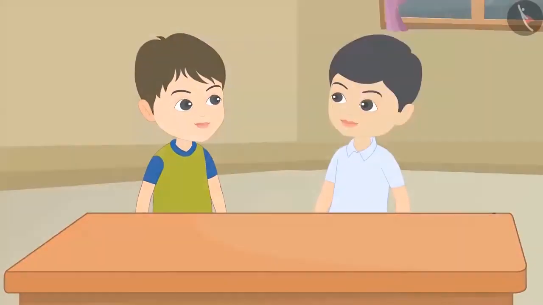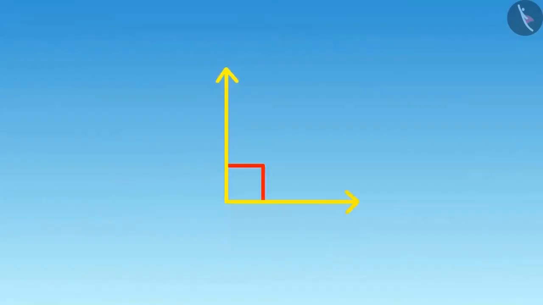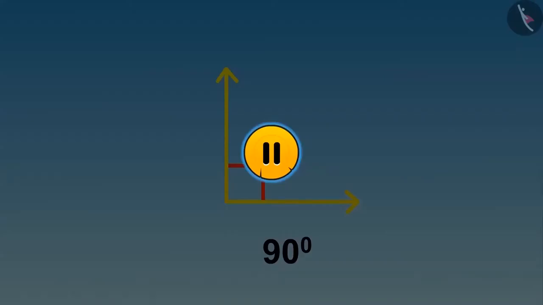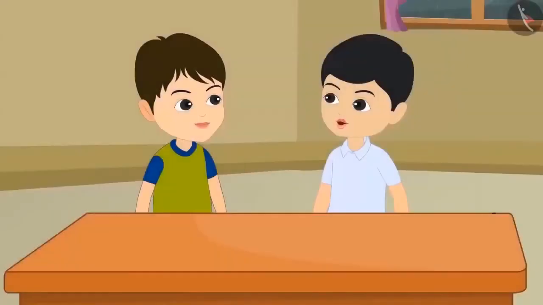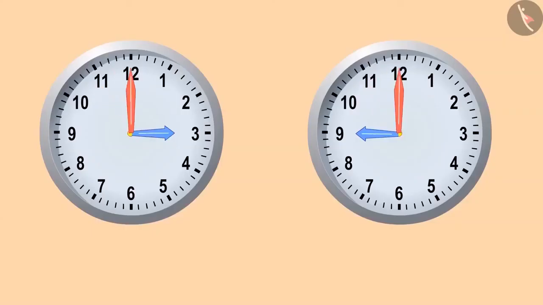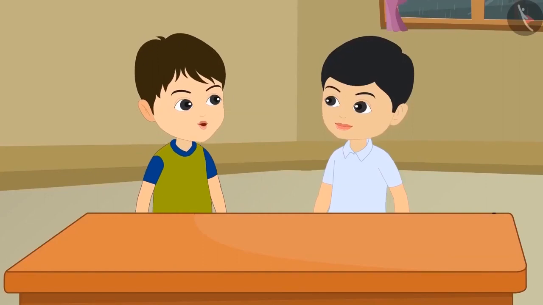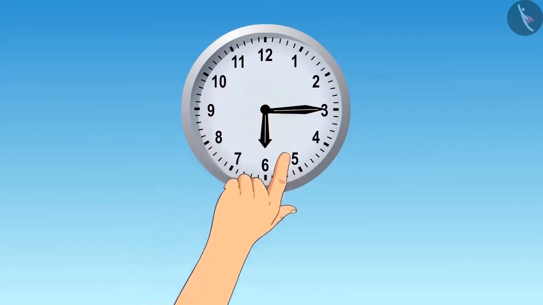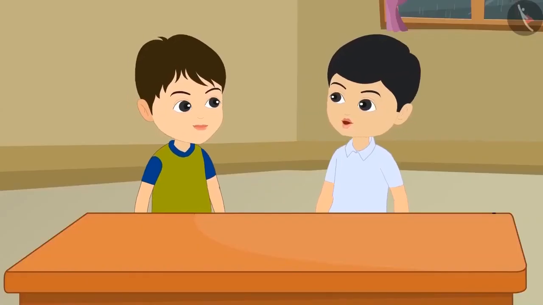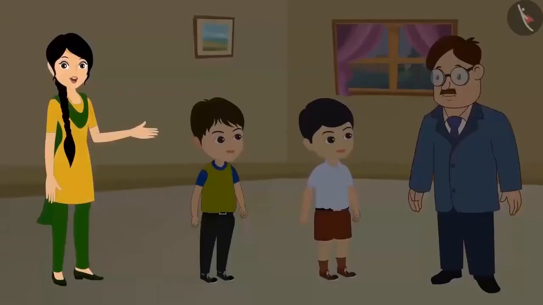Now can you tell me at what all times the angle of 90 degrees is formed in the clock? You can pause the video here if you want and think about it. In my opinion, right angle is made when it is 3 o'clock and 9 o'clock. But I feel that a right angle is also formed when it is 6:15. Come on, let us ask our uncle.